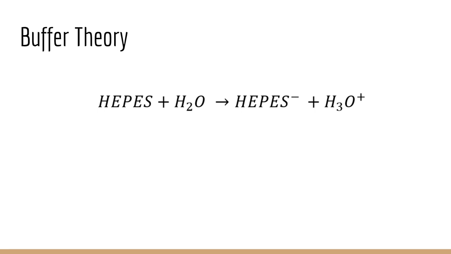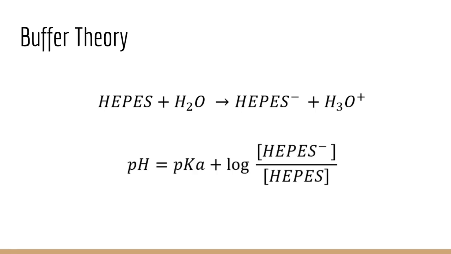This equation is used to derive the pH of a buffer system. Its general form is pH equals pKa plus the logarithm of the quotient of the conjugate base and weak acid concentrations. Specifically for our example, pH equals pKa plus the log of HEPES minus concentration divided by HEPES concentration.